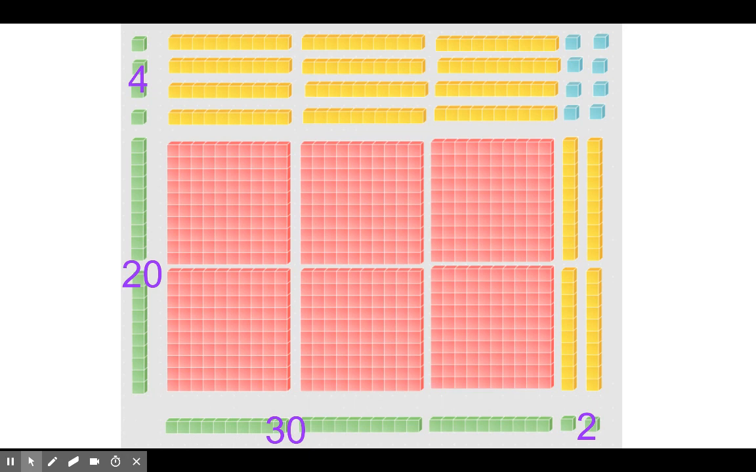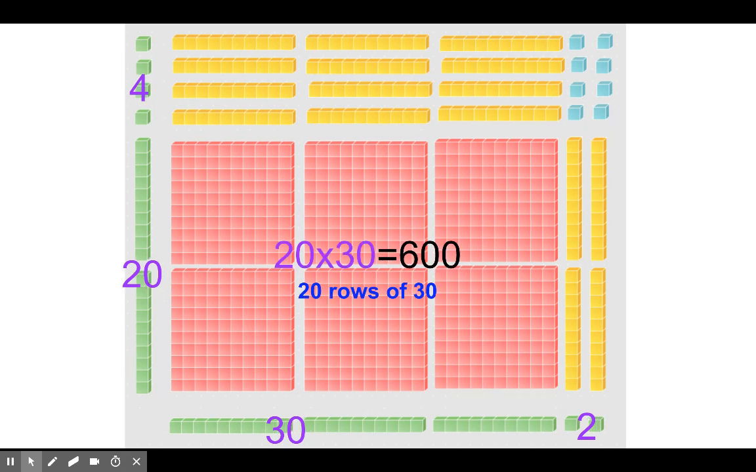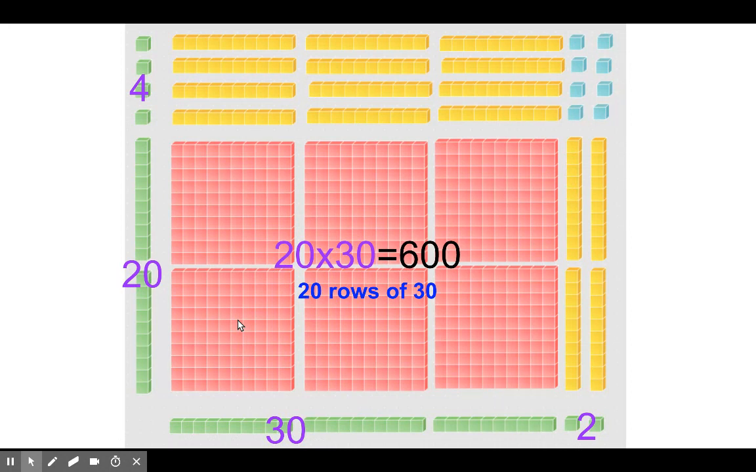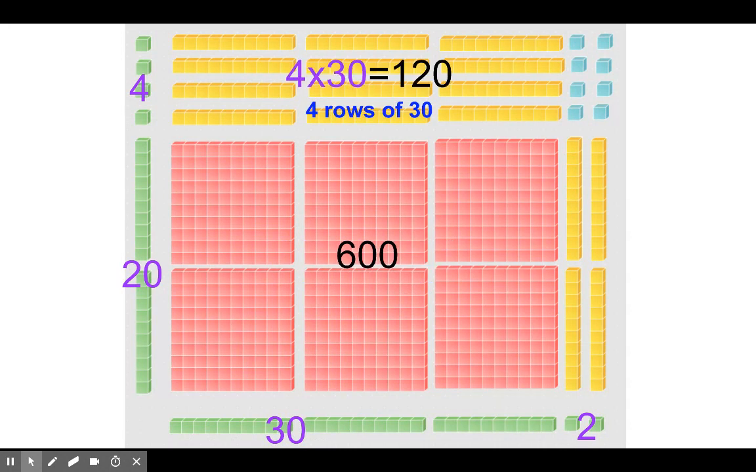All right, so I've filled out the area, and I can very easily start counting those blocks. So I've got the 20 times 30 gives me 20 rows of 30. I can also just look at this as 1, 2, 3, 4, 5, 600 blocks, and that's 600. 4 rows of 30 is 120. I can also do that by saying that I have 12 tens.